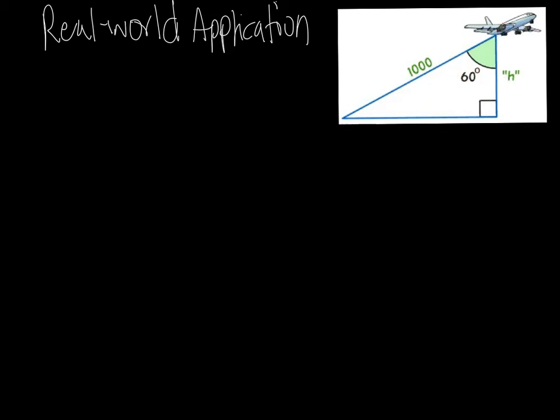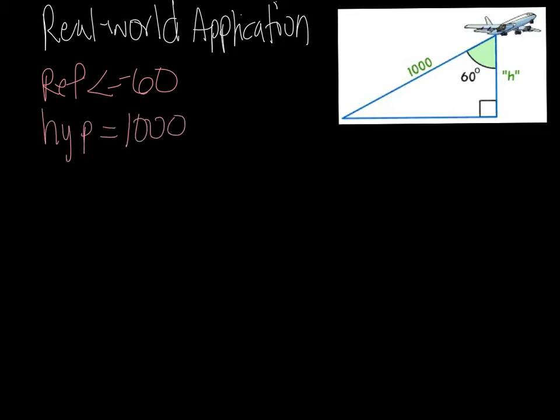So let's go ahead and write down what we know. We know our reference angle is equal to 60 degrees. We know our hypotenuse, which is directly across from our 90-degree angle, is equal to 1,000. And what we're trying to find is the height of the airplane in the air at that specific point. And that side is the adjacent side to our reference angle.